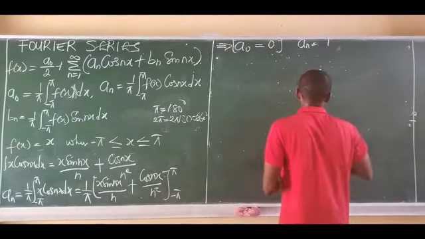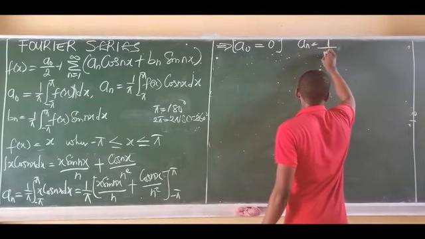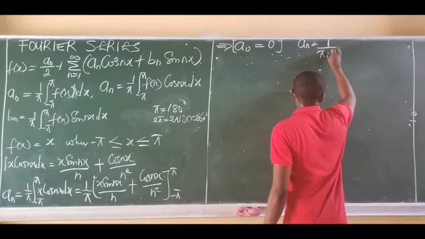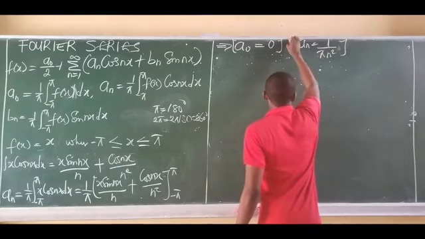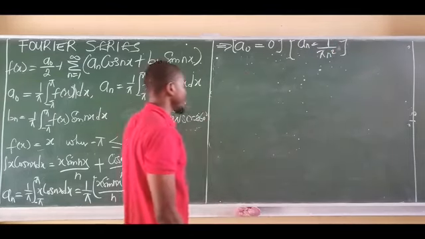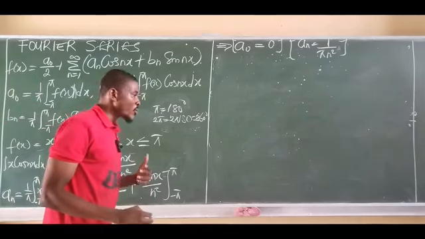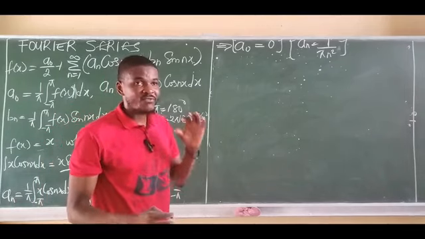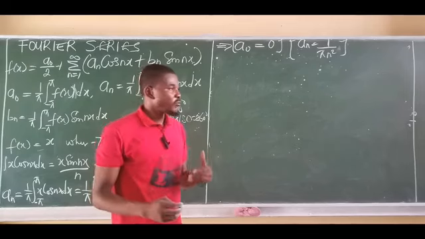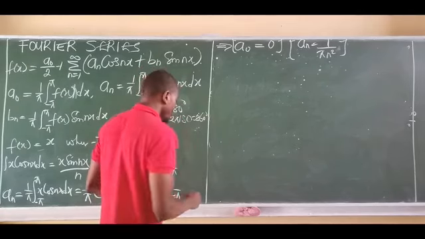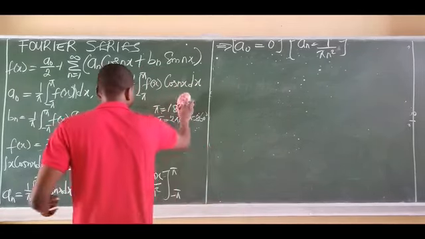Alright, so a_n equals 1 divided by pi n squared. That's our second Fourier constant, a_n. Finally, we find the Fourier constant b_n for the given function. So that's all you need to do. Whenever a problem is given to you on Fourier series, first of all, find the Fourier constants before you can now write the series. So let's look for the final Fourier constant.